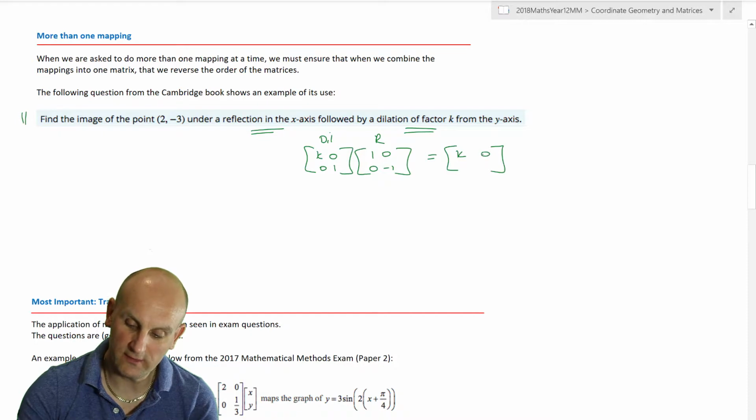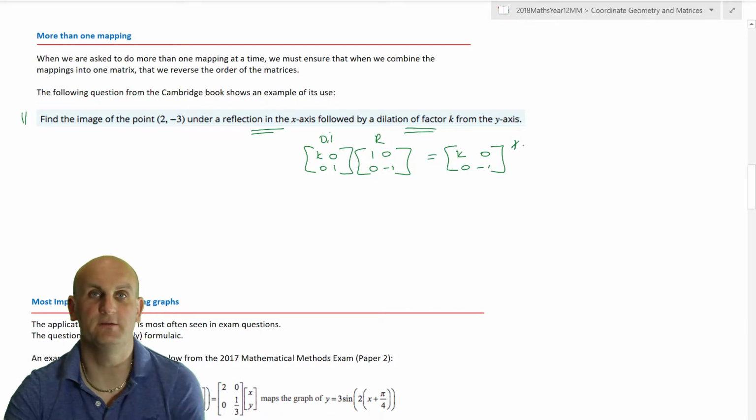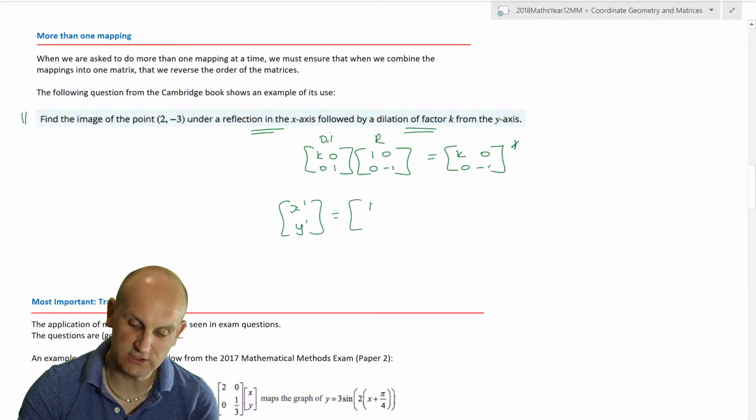K times 0 times 0, that one's 0. That one there is 0, and that turns out to be negative 1. So this is my composite matrix, my composite map, that's going to turn my value of x, y into my value of x dash, y dash. So let's just check with a diagram, because I know I've got the point 2, minus 3.